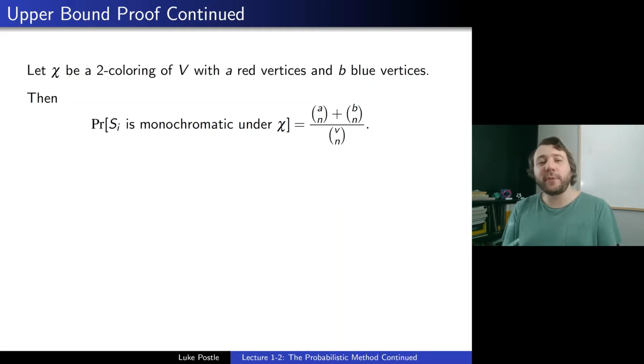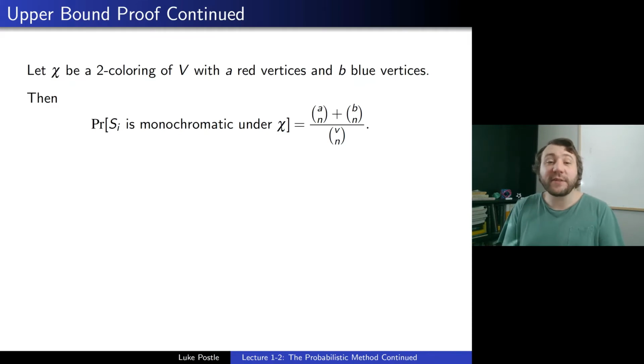Right, so what are we aiming for? We want to be able to show that in our random hypergraph, all of the colorings fail. That means for some S_i, they are monochromatic. So let's look at an individual coloring chi and an individual subset S_i. And what is its probability? Well, I claim it's (A choose n plus B choose n) divided by (V choose n).